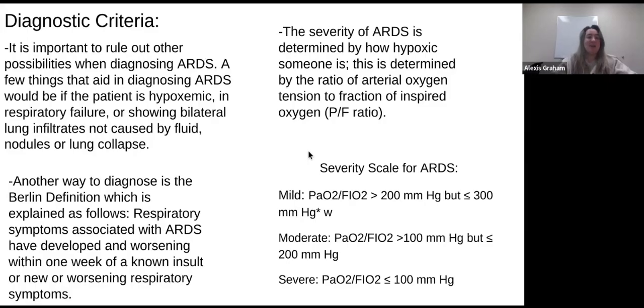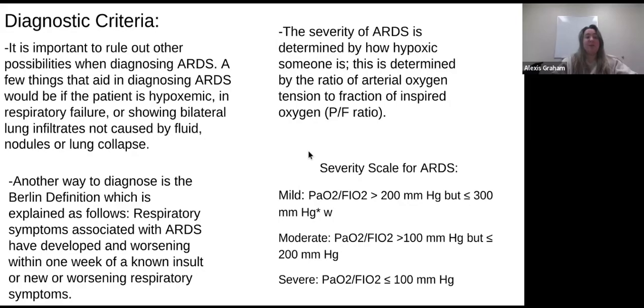So the diagnostic criteria for ARDS, it's important to rule out other possibilities when diagnosing ARDS. A few things that aid in diagnosing it would be if the patient is hypoxemic and in respiratory failure or showing bilateral lung infiltrates that are not caused by fluid nodules or lung collapse. Another way to diagnose would be the Berlin definition, which is explained as follows.